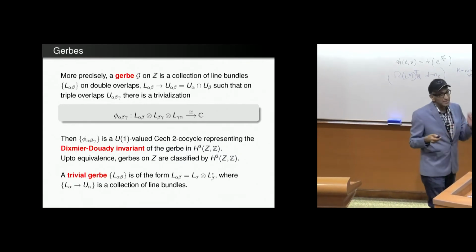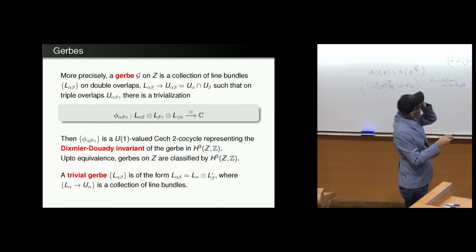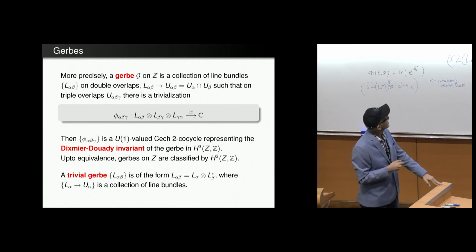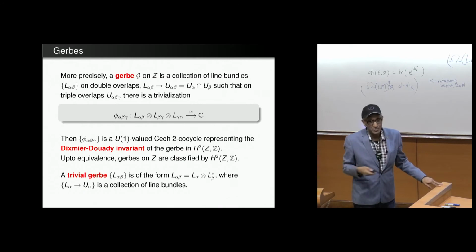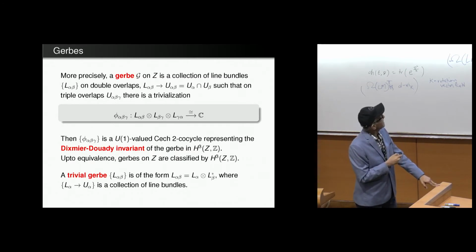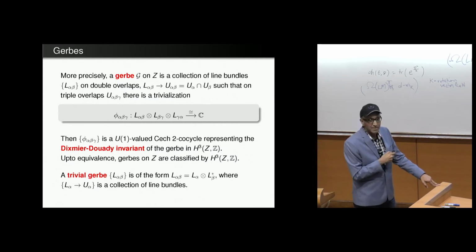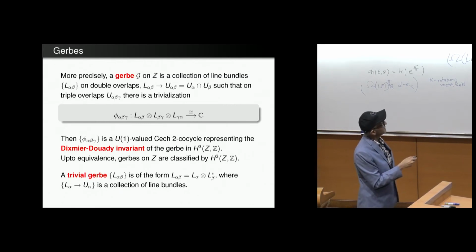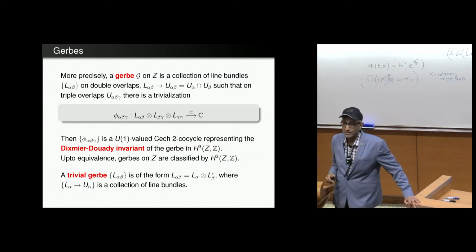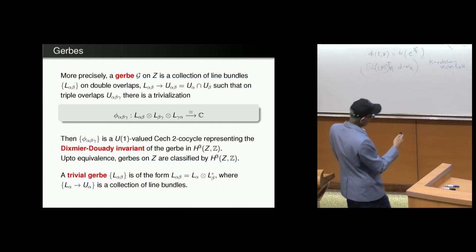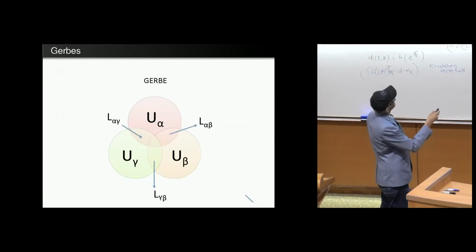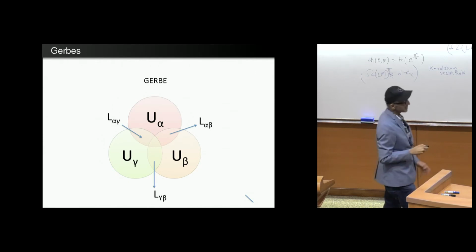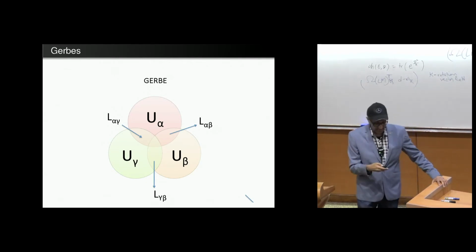And up to some equivalence, which I don't want to define, the gerbs are classified by H3 with integer coefficients. And what's a trivial gerb? It's also important to know what a trivial gerb is. A trivial gerb is given by any collection of line bundles, local line bundles. So they don't have to glue up. And you write the gerb as L alpha tensor L beta dual, right, on the double overlaps. So this is a gerb, and you can see this picture. So the line bundle is on these overlaps, and on the triple overlap, it's trivialized, the triple tensor product.